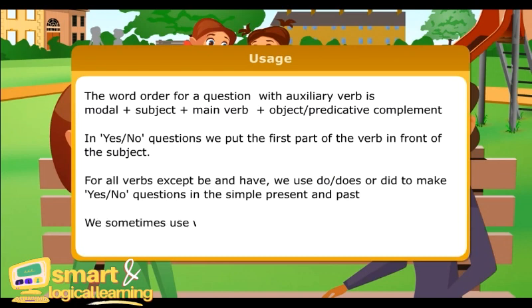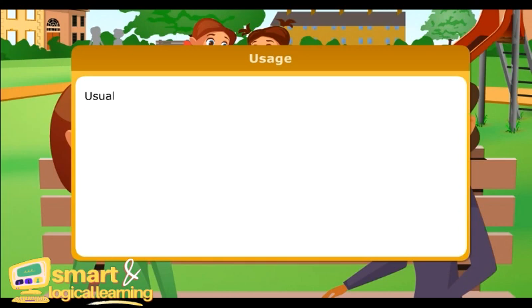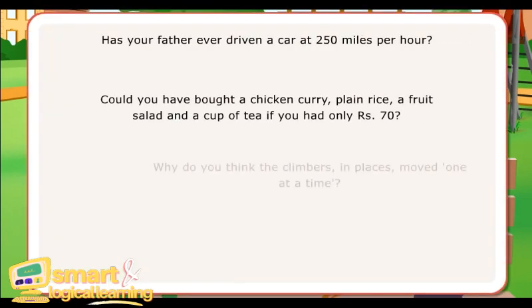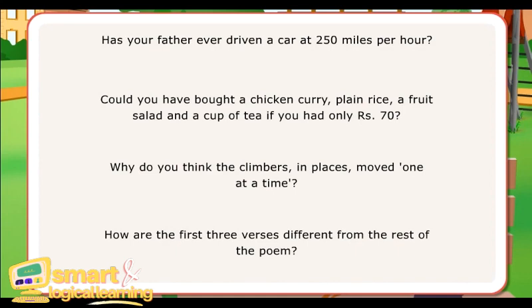We sometimes use what or which with a noun. Usually in a question with a verb and a preposition, the preposition comes at the end. For WH questions, we use phrases with a question word. Let us look at a few example sentences.